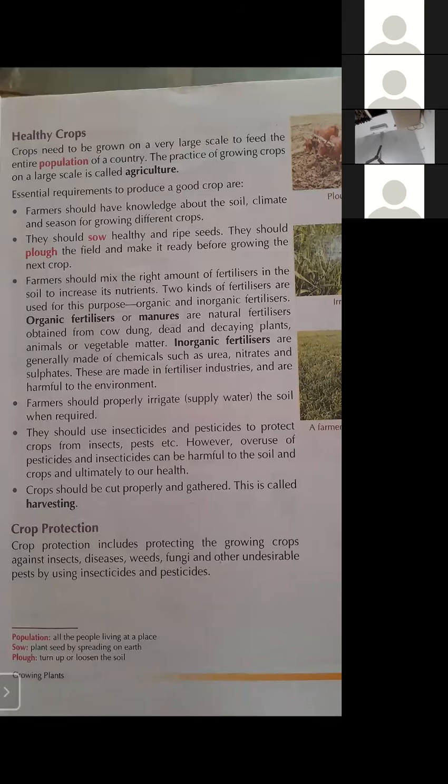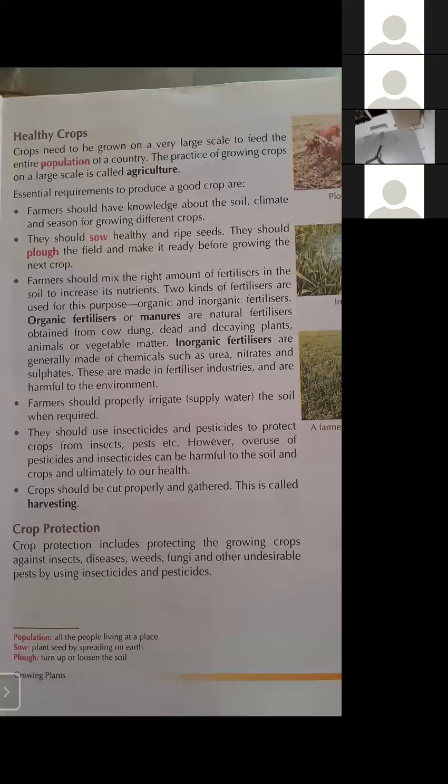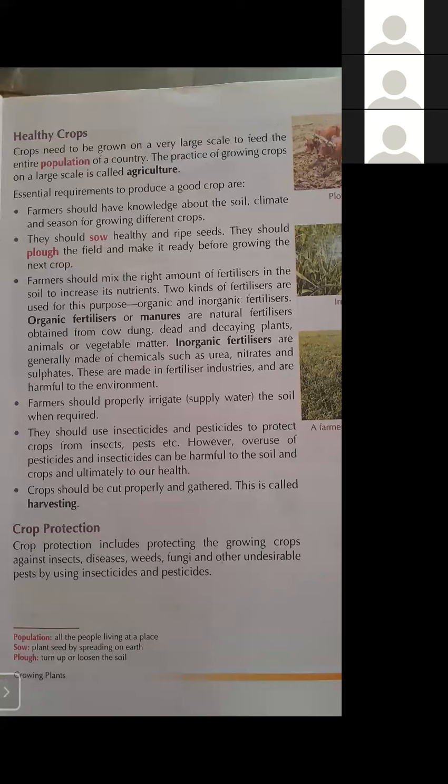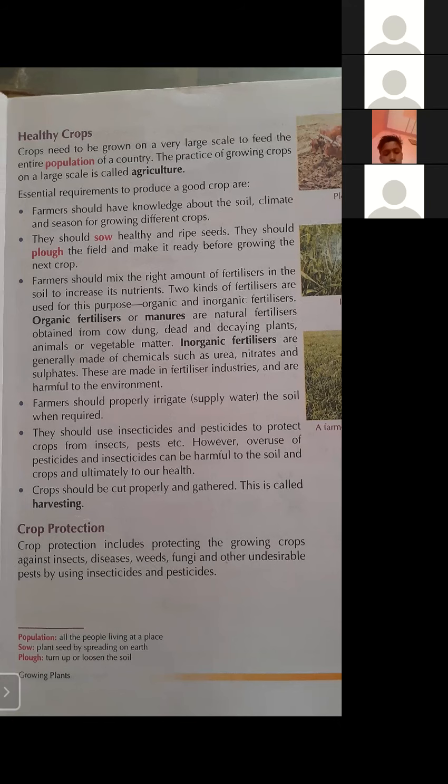We can protect our crops from disease, insects, weeds, fungi, and other undesirable pests by using insecticides, pesticides, and fungicides. These are chemicals which are easily available in the market. We can purchase them and use them in our field to protect our crop against disease, insects, weeds, and fungi.